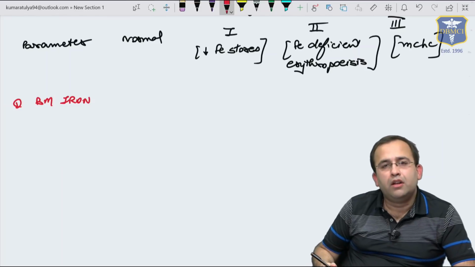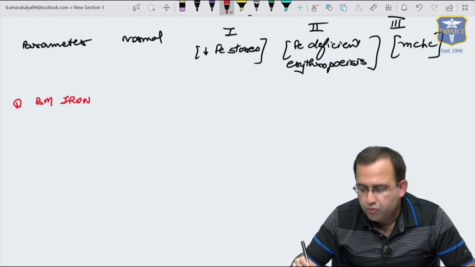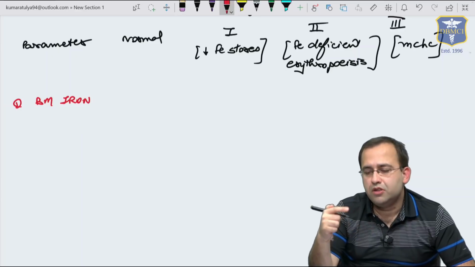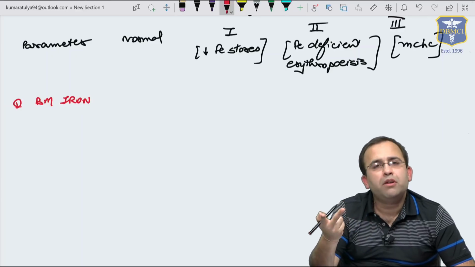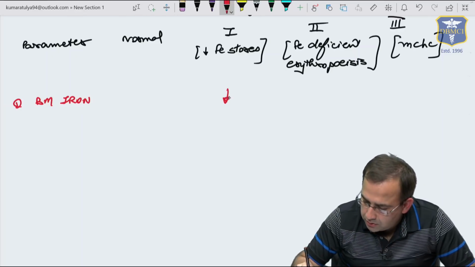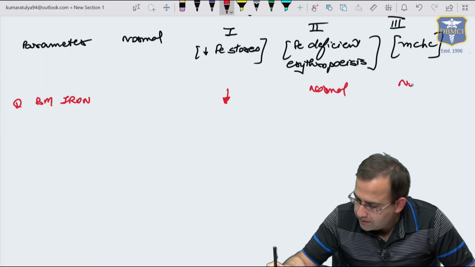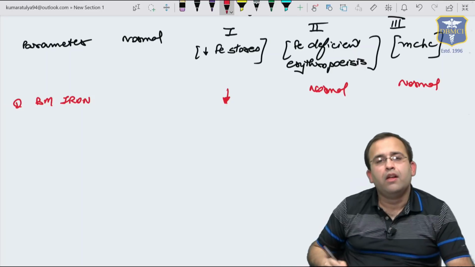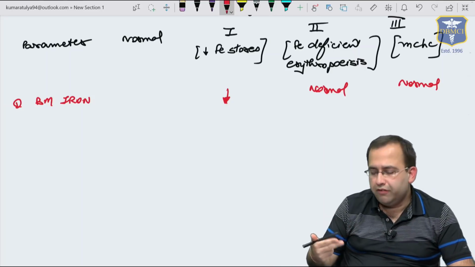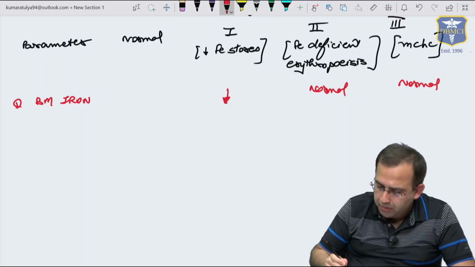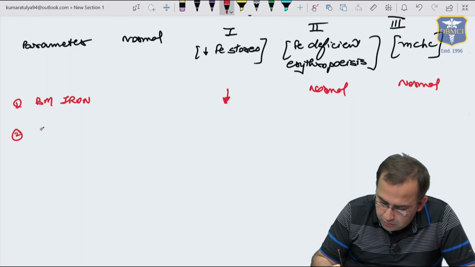Starting with the first parameter, that is bone marrow iron. Stage 1, reduced iron stores. So where is iron stored in the body? Liver and bone marrow. Bone marrow iron reduced. Stage 2 and 3, it is normal. Now every time I have to do iron profile, if I do the bone marrow, patient will run away.